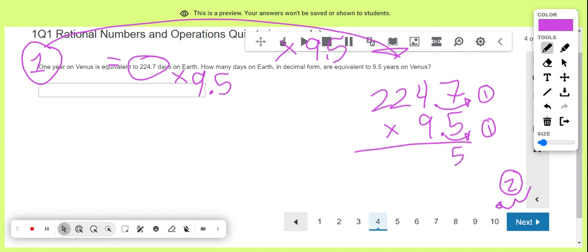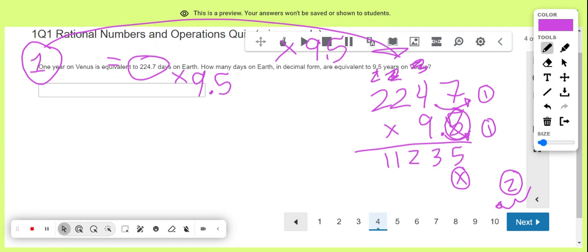5 times 7 is 35. 5 times 4 is 20 plus 3 is 23. 5 times 2 is 10 plus 2 is 12. 5 times 2 is 10 plus 1 is 11. When you are done multiplying the decimal place value, cross both of those out and then continue multiplying.